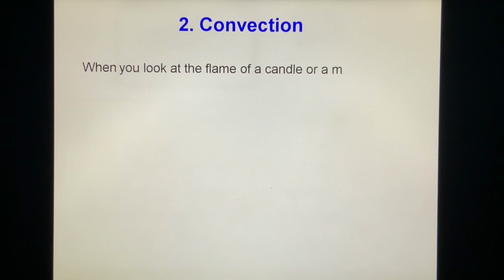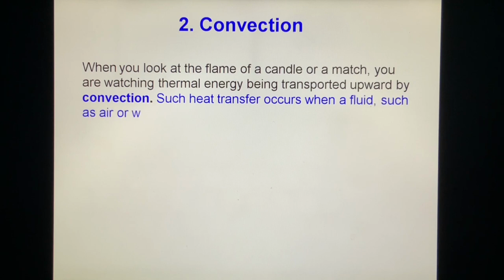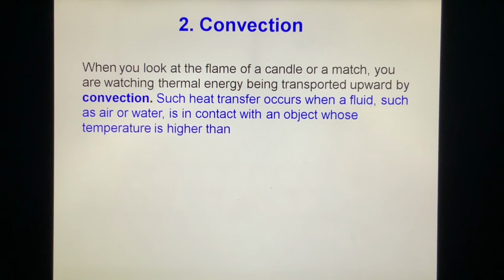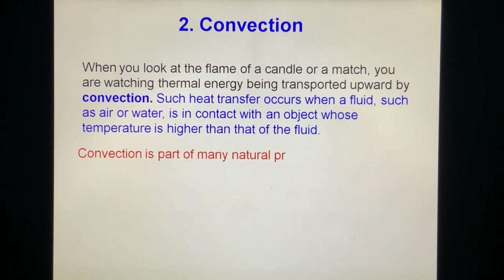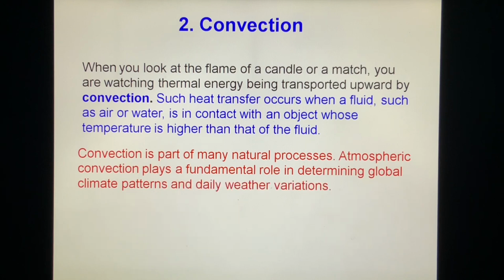The second way is convection. When you look at the flame of a candle or a match, you are watching thermal energy being transferred upward by convection. Such heat transfer occurs when a fluid, such as air or water, is in contact with an object whose temperature is higher than that of the fluid. Convection is a part of many natural processes. Atmospheric convection plays a fundamental role in determining global climate patterns and daily weather variations.